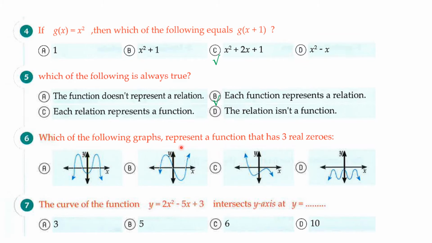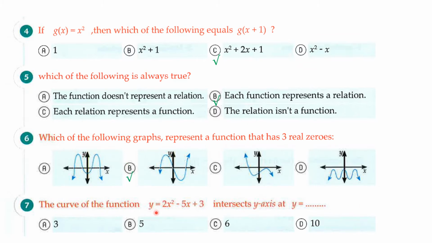Which of the following graphs represents a function that has 3 real zeros? We also did that in algebra 2. Let's look at the graphs. Which one? This has 4, this has 3, this has 1, or maybe 2 if it's intersecting here. This doesn't have any real zero, it has imaginary zeros. So the answer is B.